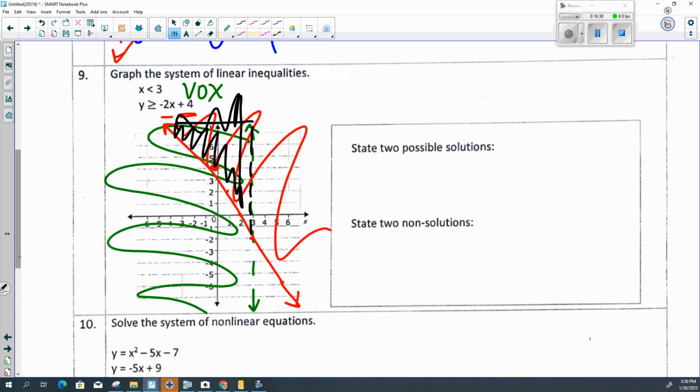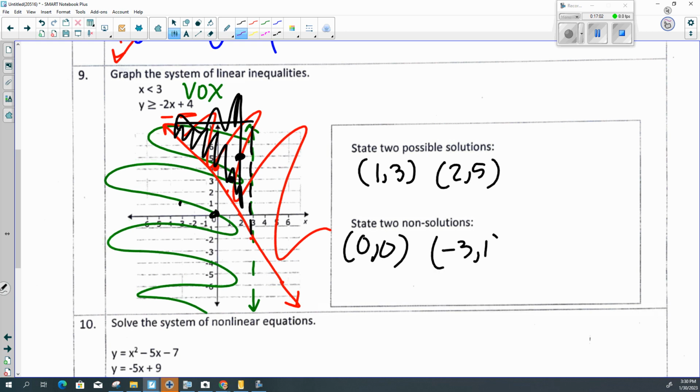2 possible solutions. You just have to pick some. Like if I go over 1 and up 3, like right here. If I go over 2 and up 5, I'm like here. We are not going to have the same answers. 2 non-solutions: 0, 0 is an easy one to see. -3, 1 is easy to see.